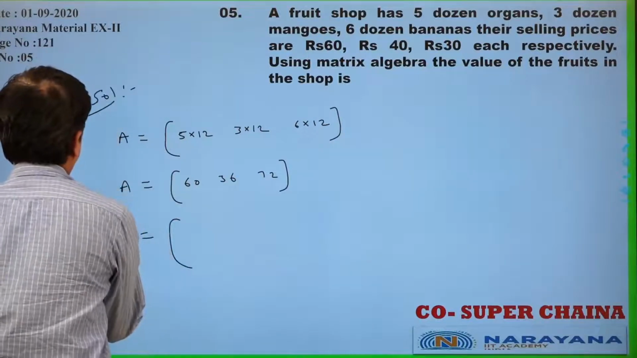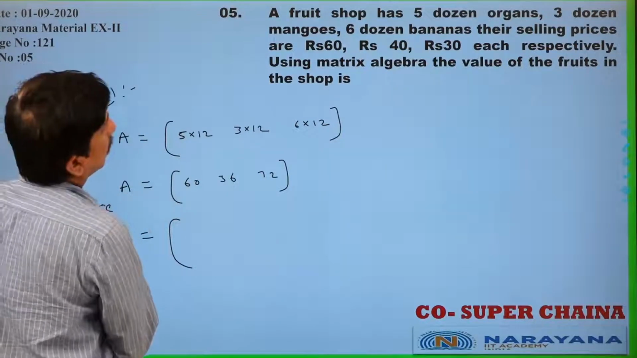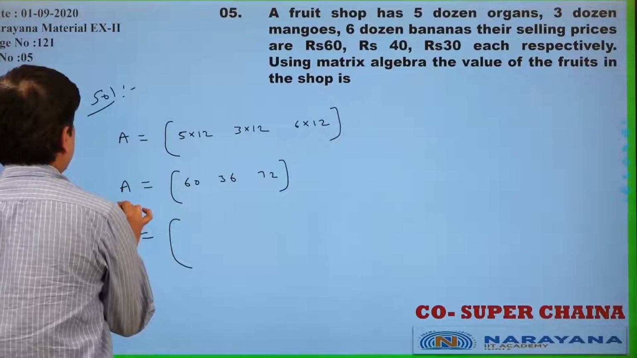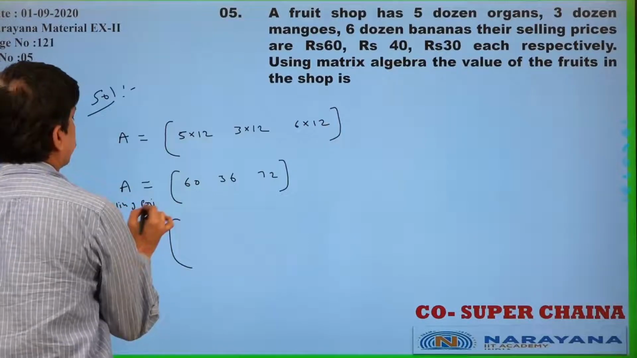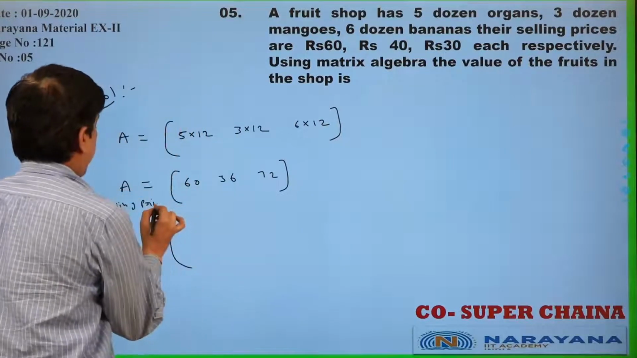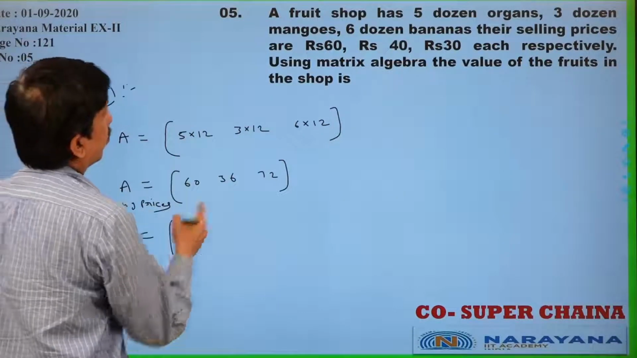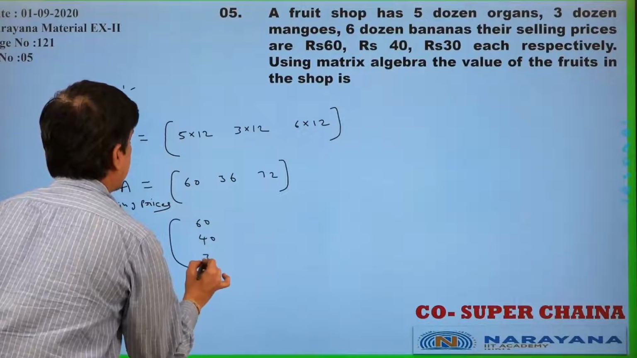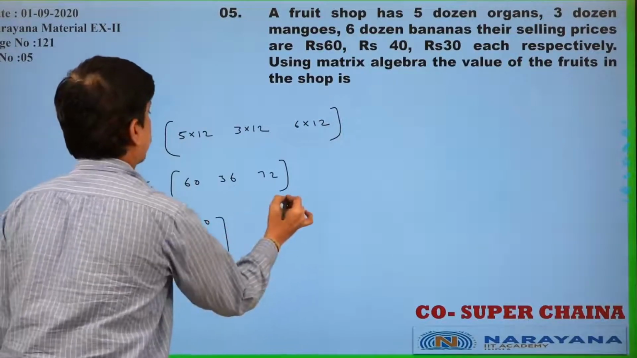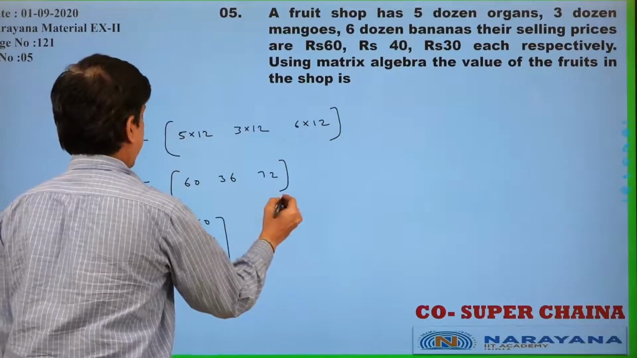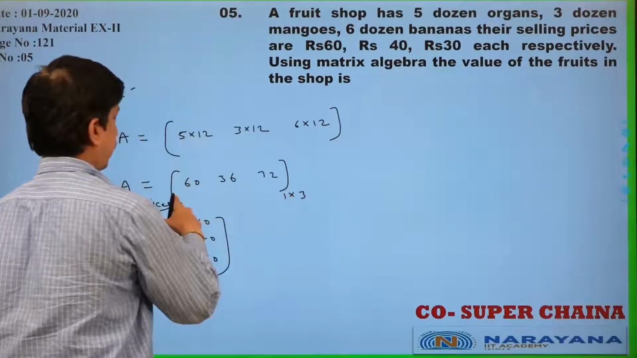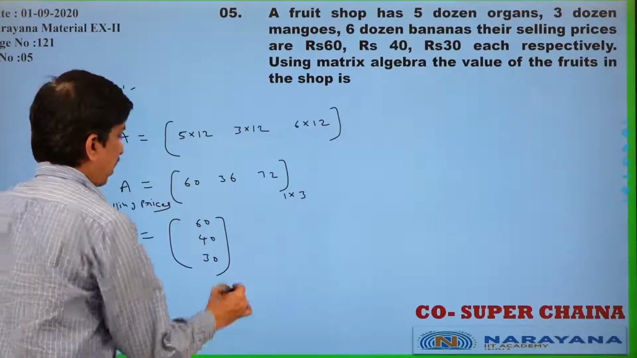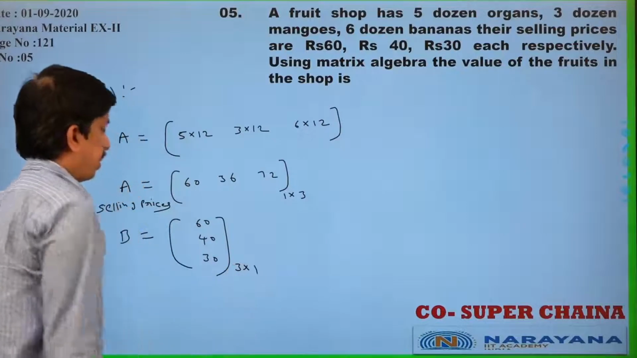Selling price. Selling prices B, what are they? 60, 40, 30. Now once you observe that, A is a 1 by 3 matrix, 1 row, 3 columns. Here B has 3 rows and 1 column. This is a 3 by 1 matrix.